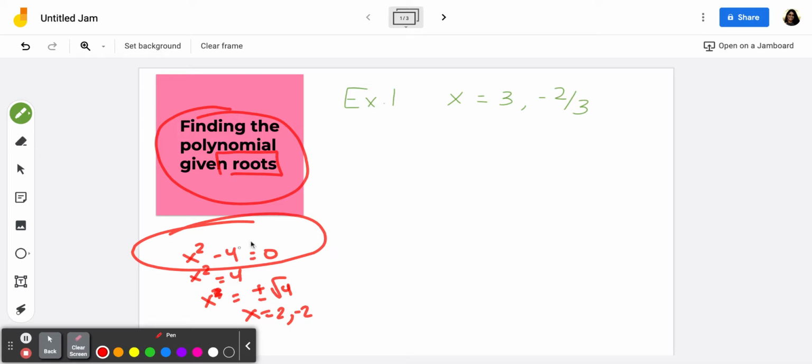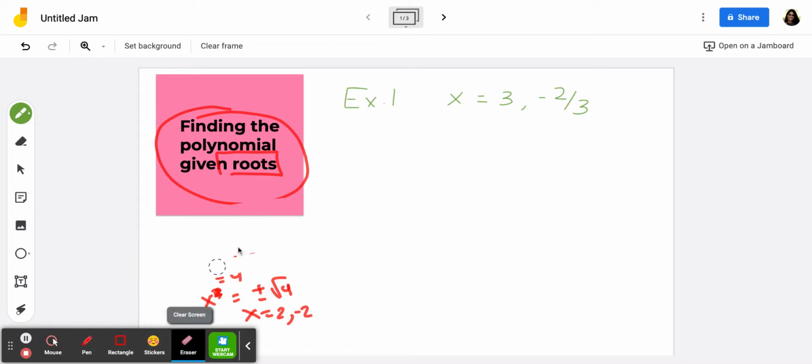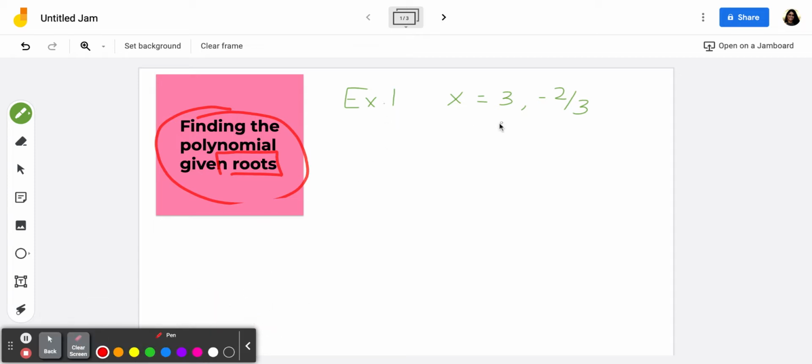So you're going to do the opposite of this. We're going to write them as factors. So let's go ahead and do that. We are given 2 roots, x equals 3 and x equals negative 2/3. So what we want to do is write them as parentheses. So imagine how they would go in these parentheses in order to solve to make them like this. Some of you can probably think about it. I'm going to go ahead and write it like this.